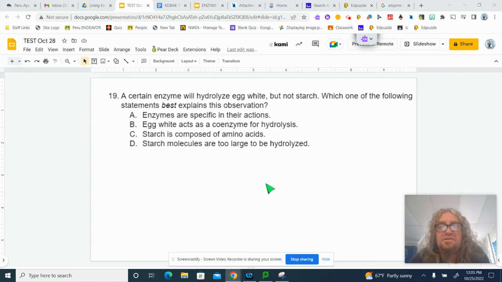Number 19. A certain enzyme will hydrolyze egg white, but not starch. Which one of the following statements best explains this observation? A, enzymes are specific in their actions. B, egg white acts as a coenzyme for hydrolysis. C, starch is composed of amino acids. D, starch molecules are too large to be hydrolyzed.